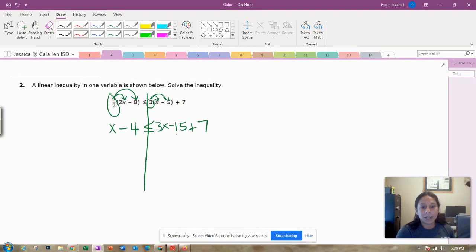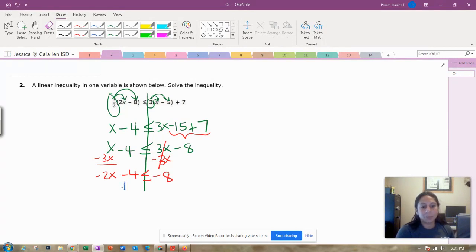Now, if you look at the right-hand side, you'll see that you have numbers that can be combined together. So I could actually put together negative 15 plus 7. So this is x minus 4 is less than or equal to 3x minus 8. Next, we're going to put our x's on the left-hand side. So take away 3x, take away 3x. That's negative 2x minus 4 is less than or equal to negative 8.